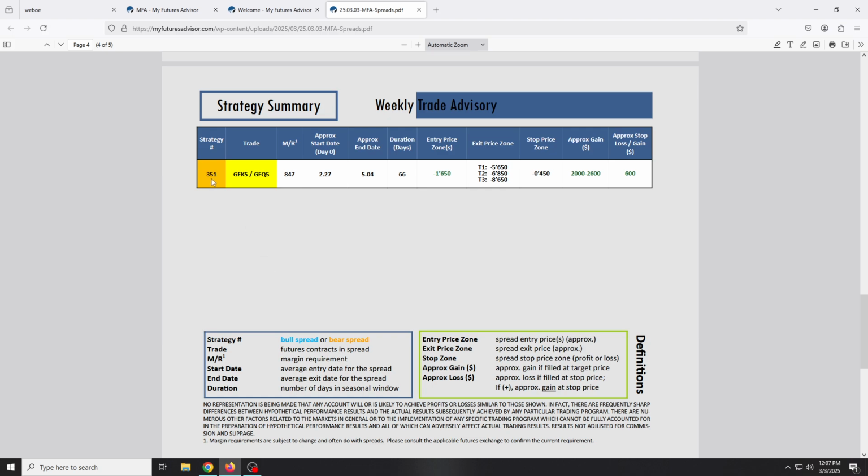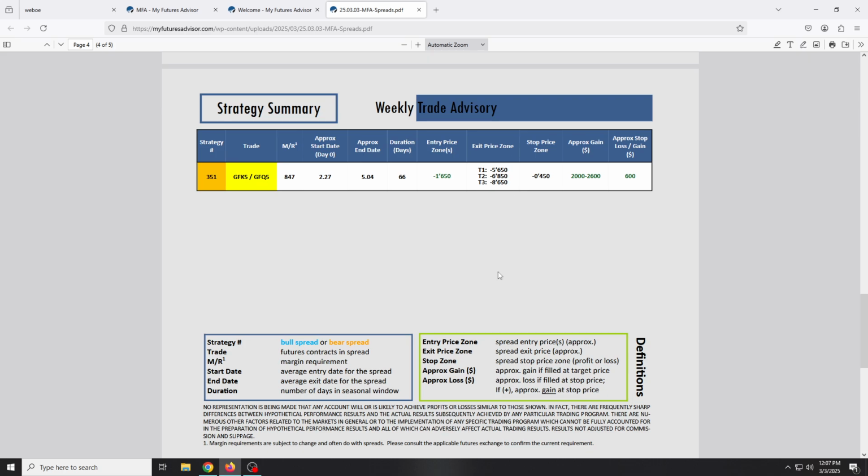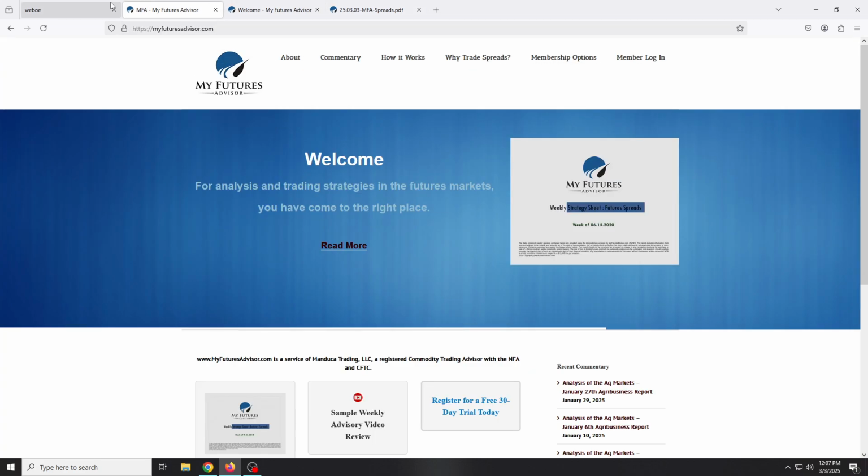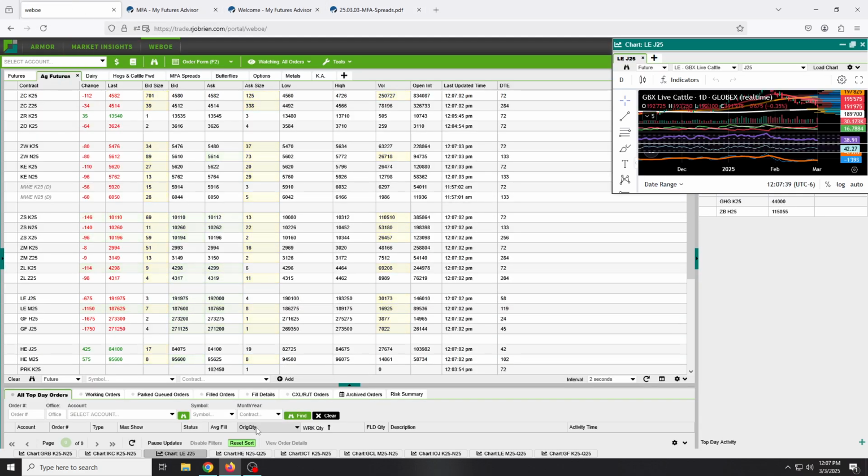It's a bear spread in feeder cattle. Feeder cattle bear spread. And this should not be yellow. We're not in this one. So it's going to be a single entry price zone, a few different targets, and we'll see how that picture looks as we get to the charts here. All right, so that's where we're at. Let's go one by one.